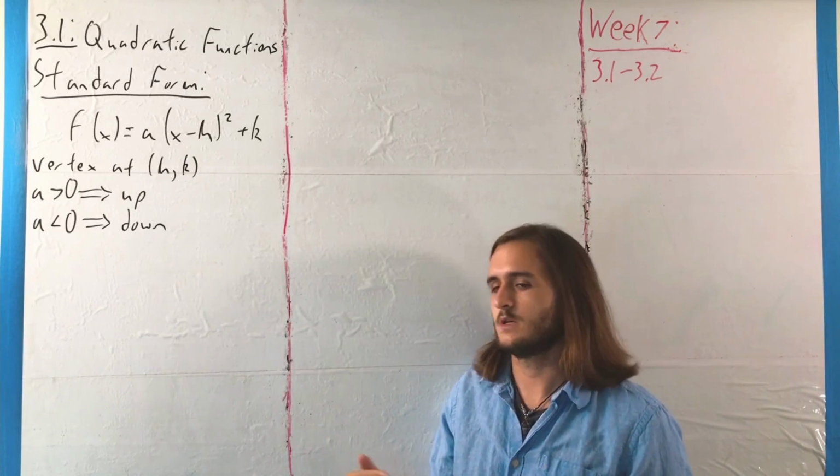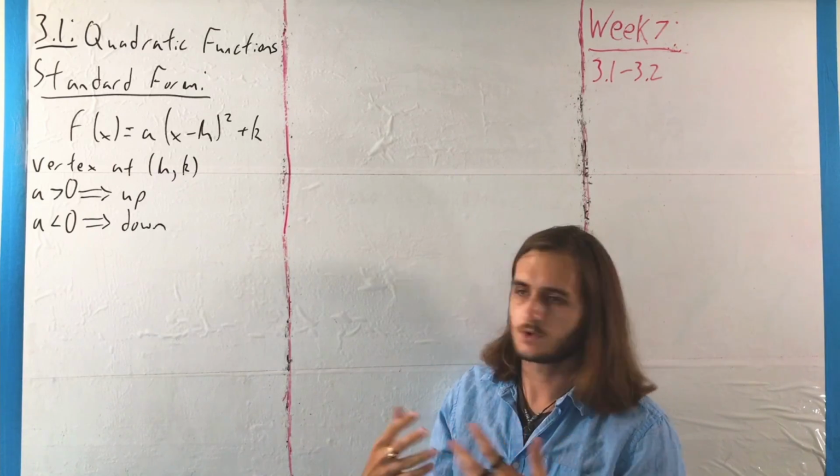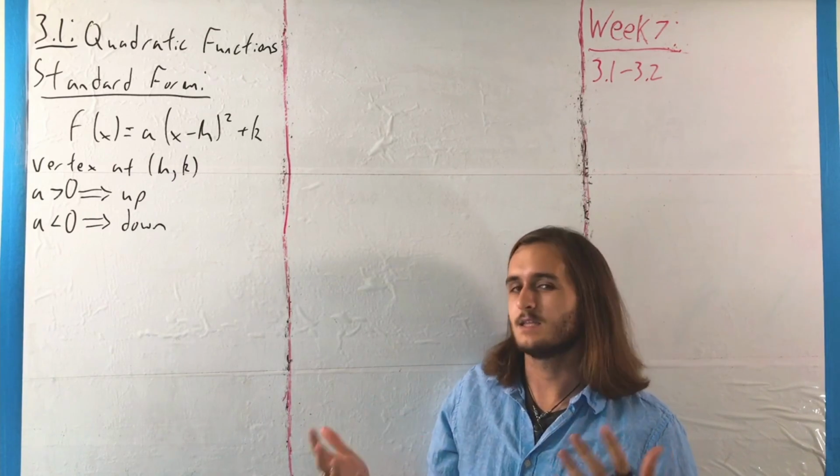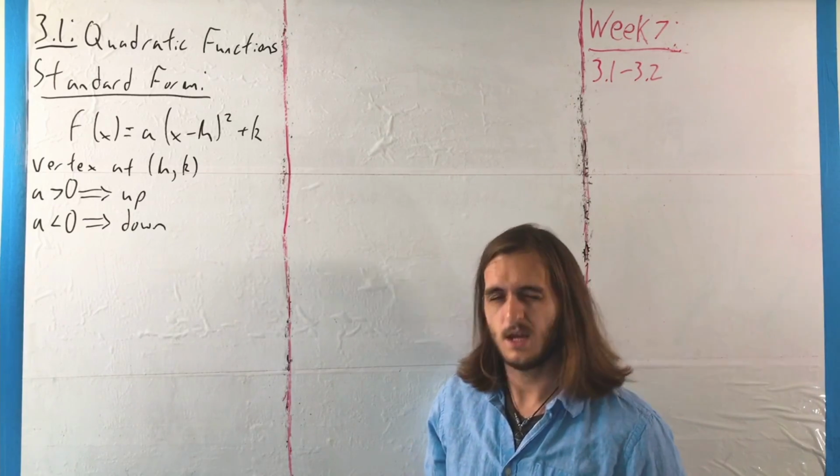But we look for symmetries, we look for the vertices, we talk about intercepts. Those are all things that we want to pay attention to among some others that we'll start seeing next with a quick example.